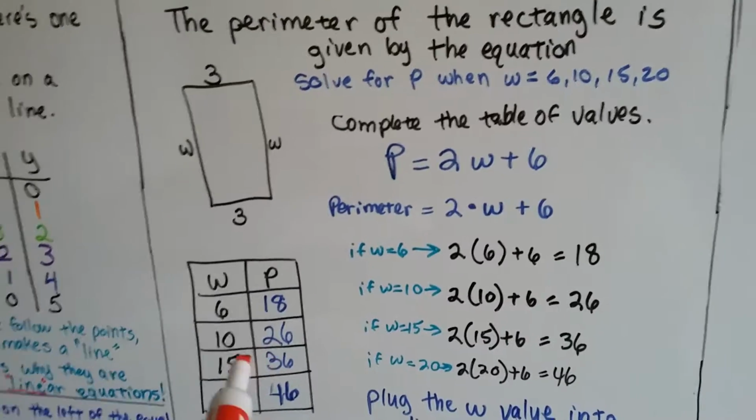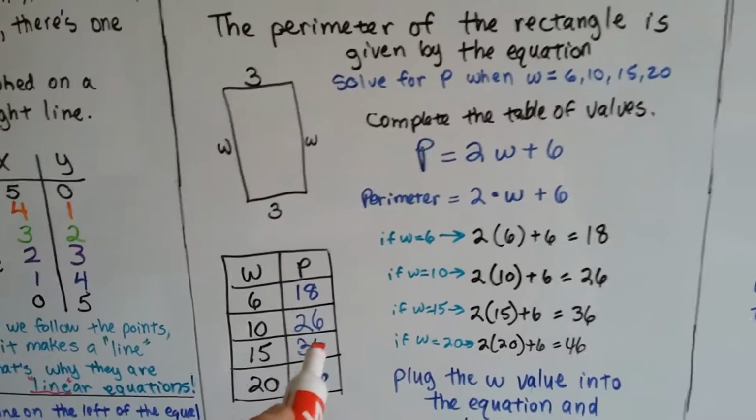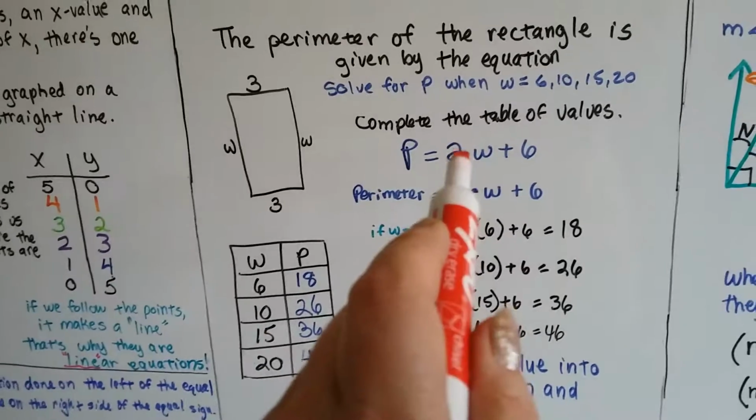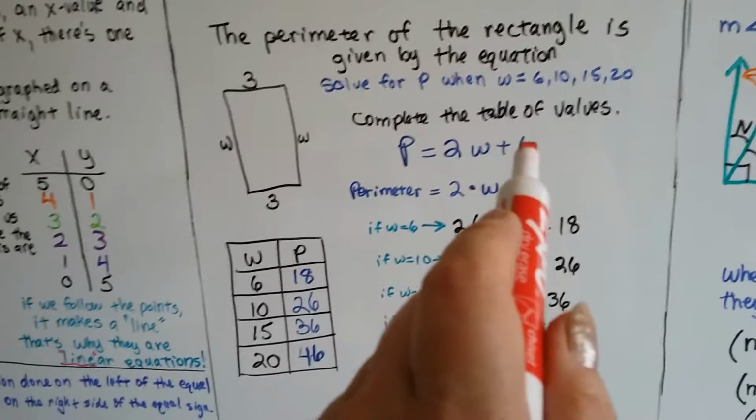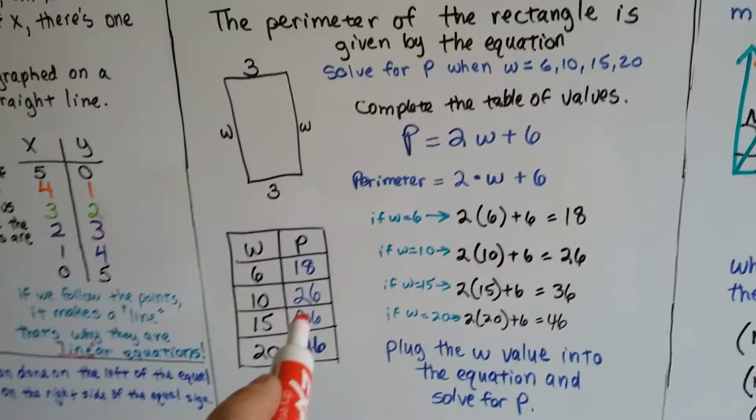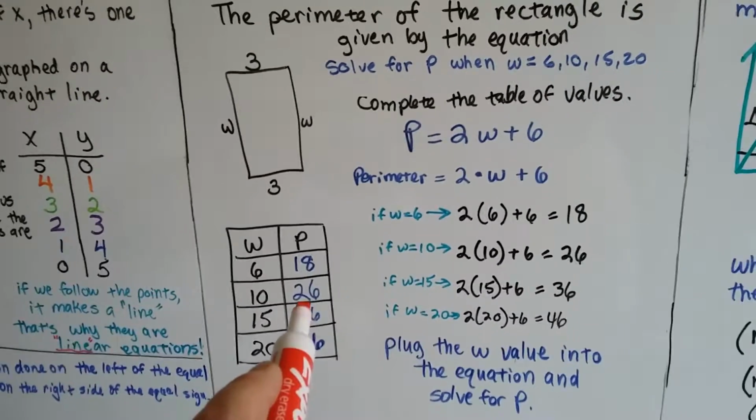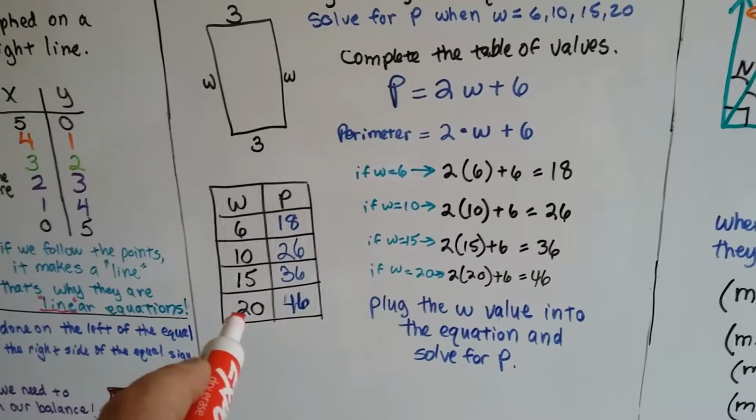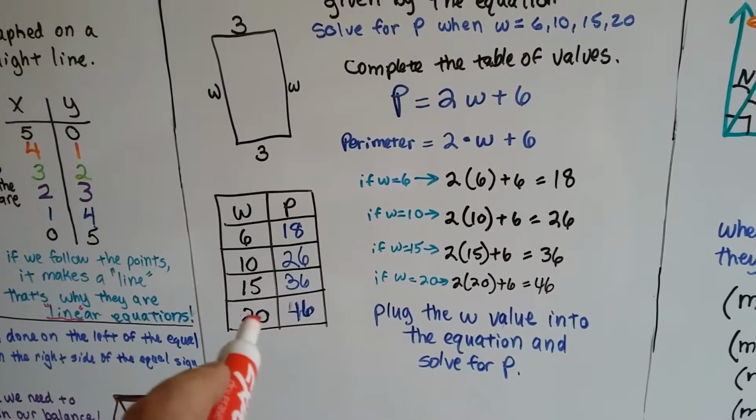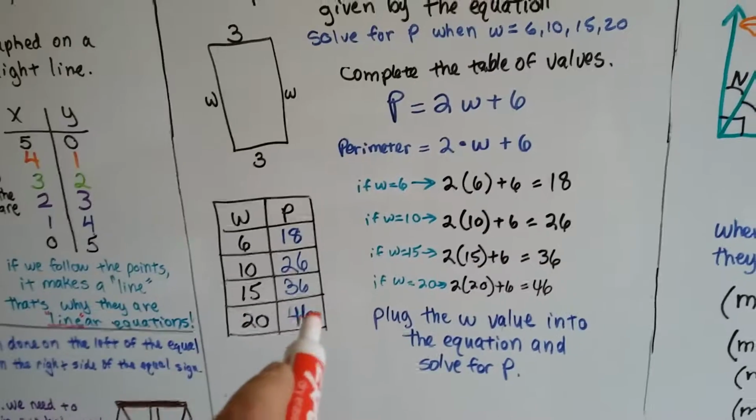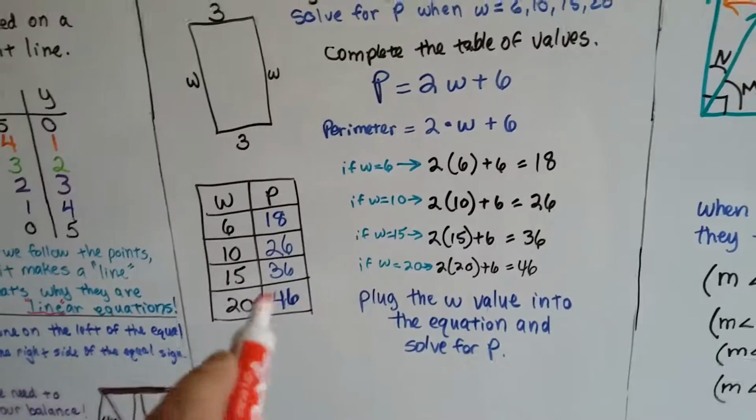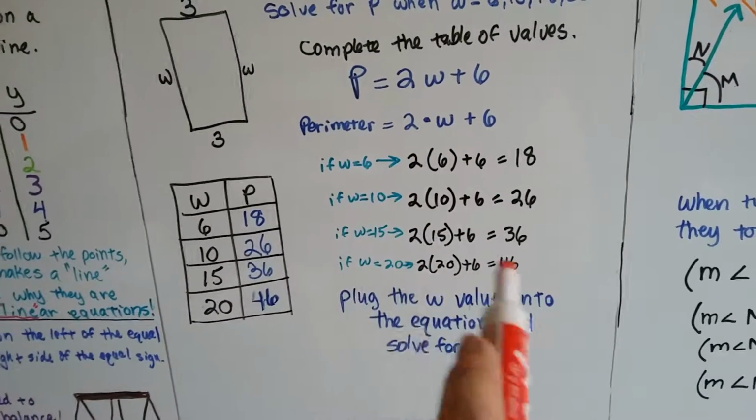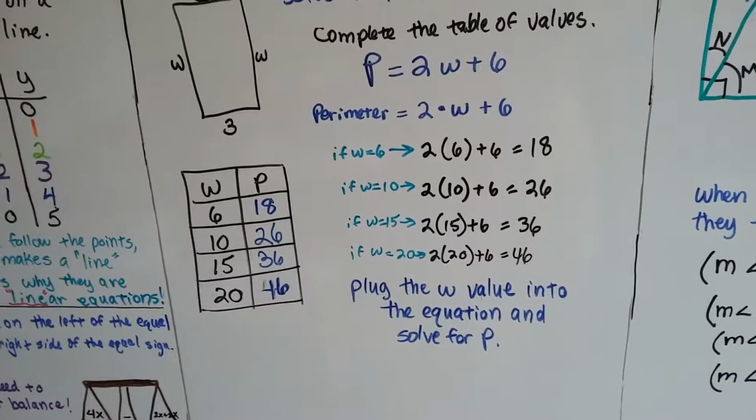And you just slowly fill the table in for the values. If w was 15, 2 times 15 is 30, plus 6, it would be 36. So we put the 36 for the p-value, see? And you just slowly do them until you've got them all. If w was 20, 2 times 20 plus 6 is 46, we'd put the 46 there. So you plug the w value into the equation and solve for p, see? You just slowly do them all. So that's a table of values, okay?